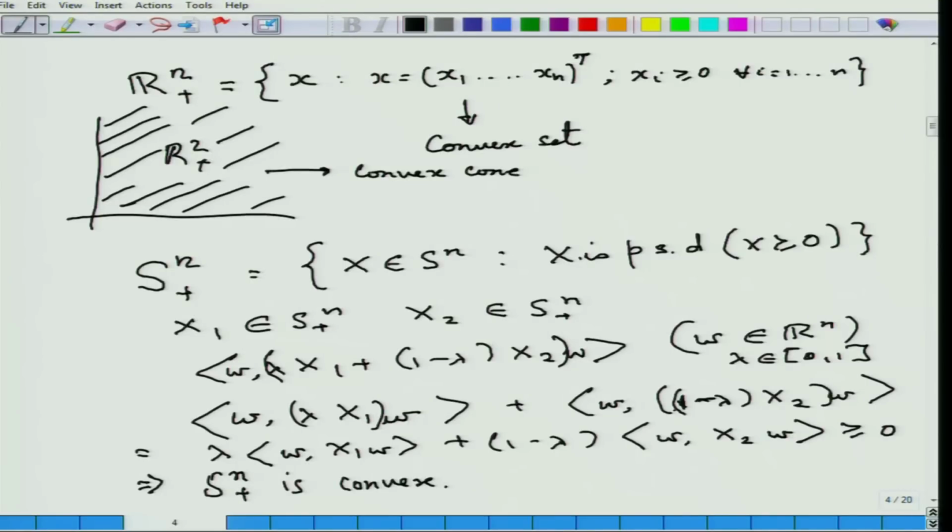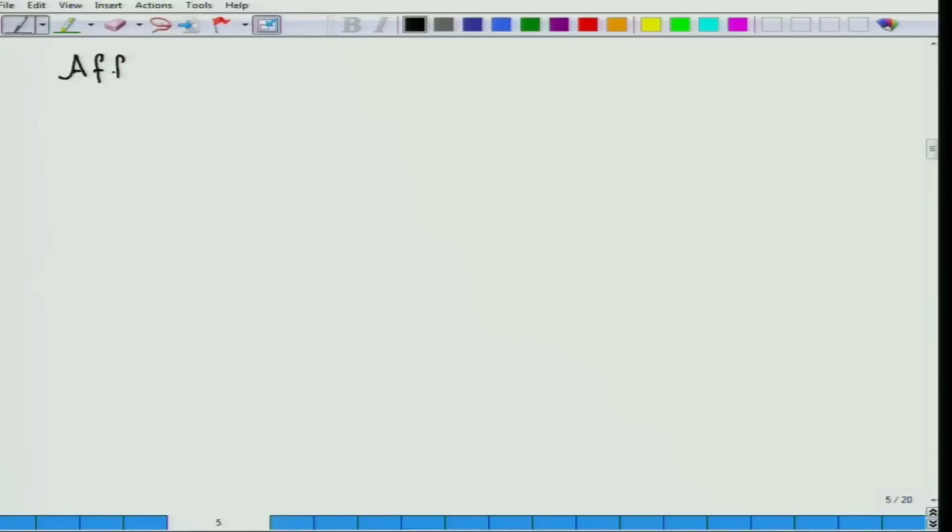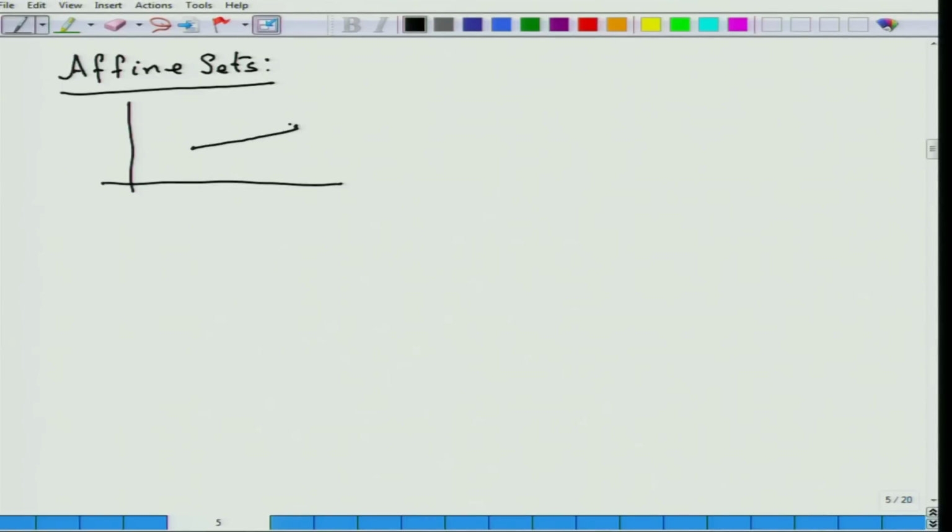We will have more opportunity to talk about Sn plus in the future, and let me talk about another important class of sets called affine sets, which are a subclass of convex sets. So, what is an affine set? If you take 2 points say in R2, the line segment joining them is a convex set, which I do not have to tell you because the definition of a line segment simply tells that. Now, think of the line which passes through these 2 points. This line itself is a convex set.